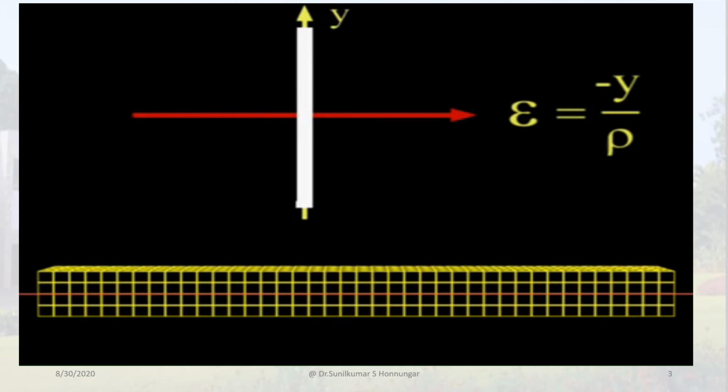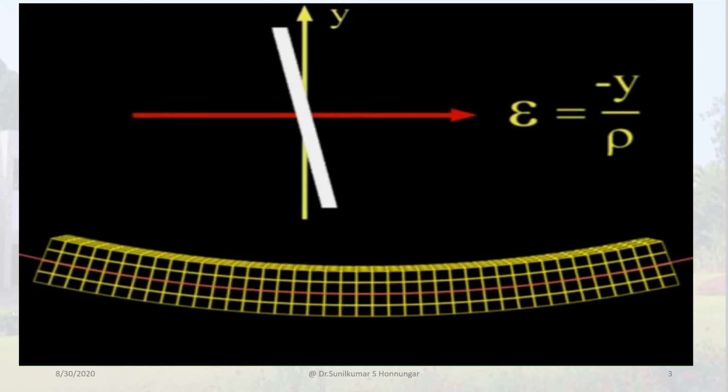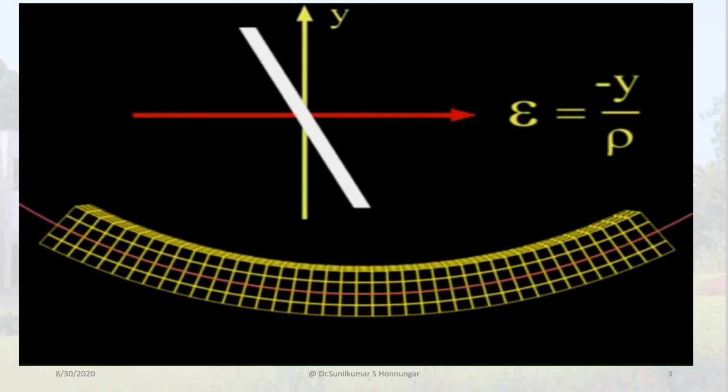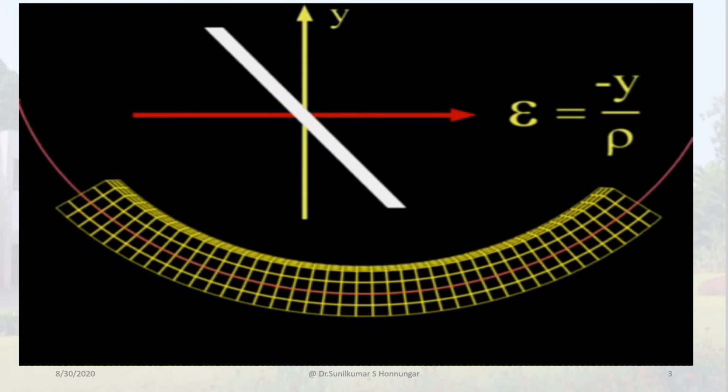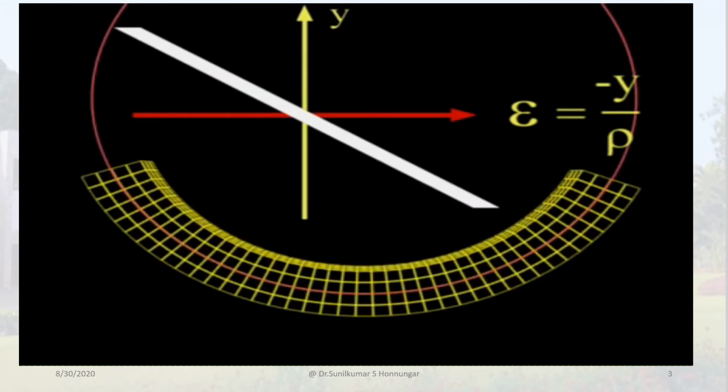Before the beam is bent, rho is infinite, and the strain is zero everywhere across the depth of the beam. As the beam is bent, rho decreases, and the strain in each fiber increases. In all cases, the strain varies linearly with y. Fibers above the neutral axis are shortened and experience a negative strain, while those below are elongated and experience a positive strain.